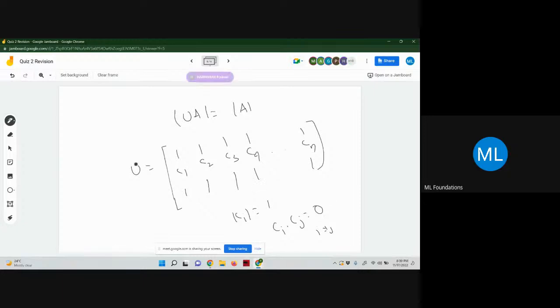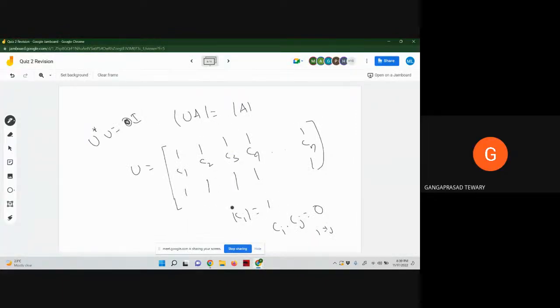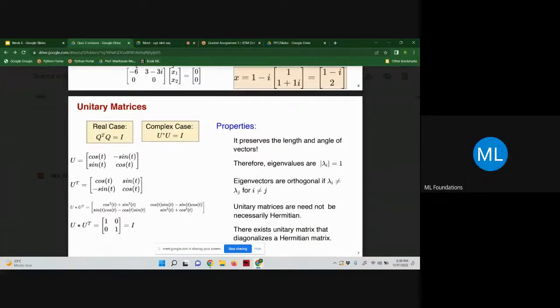Only if these two conditions exist, then U star U will be equal to I. Keep this in mind. U star means we have taken the conjugate and we have done the transpose, right? And U means the matrix as given. If U star U is equal to I, then that is called a unitary matrix.